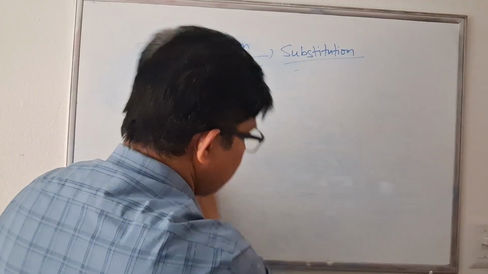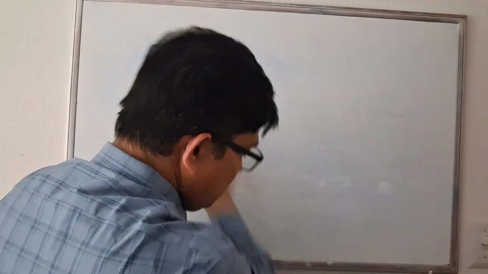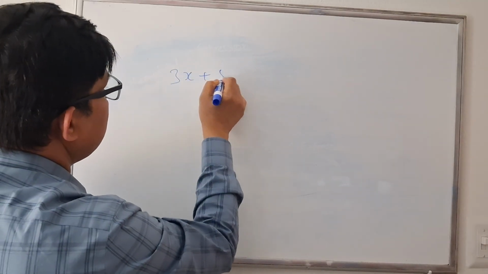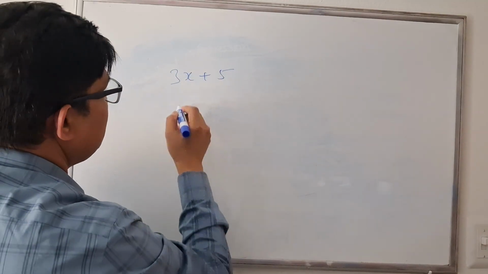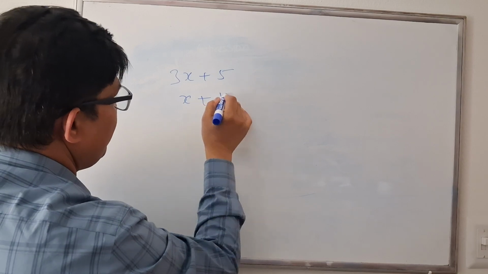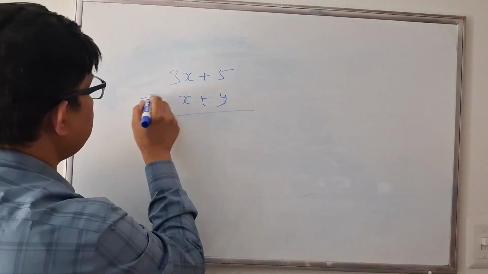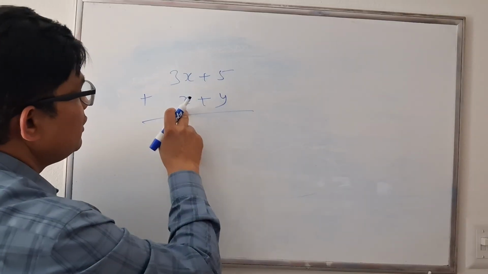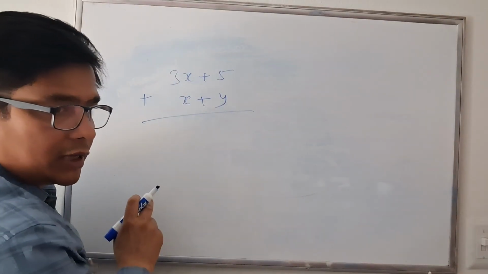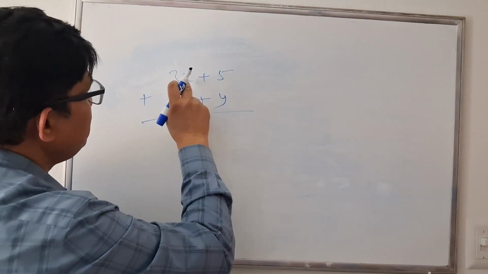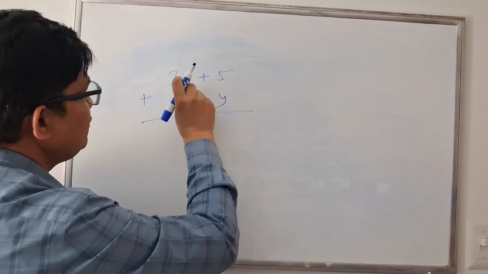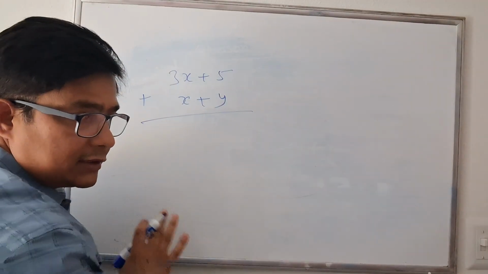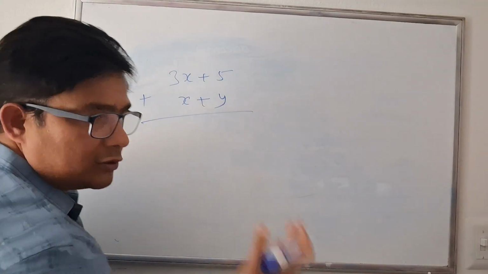Now how do we sum mathematical expressions? Let's say 3x plus 5 is one expression, and then you have x plus y. If we have to sum them, how are we going to do it? We will look for the variable terms. Same variable terms will be added. If they don't have a pair, we'll write them down as they are, and then constants will be added to constants.